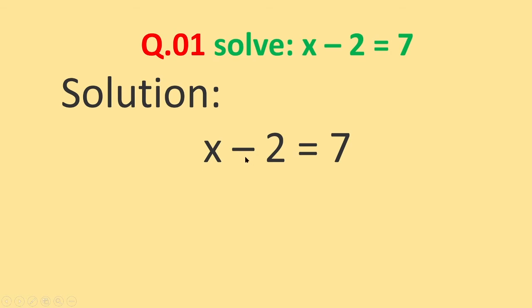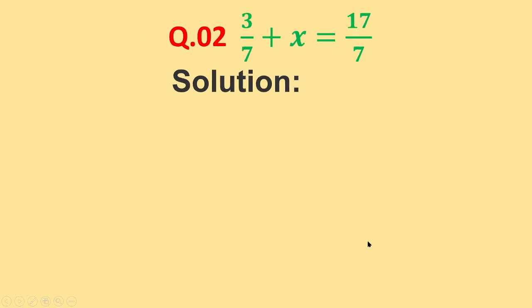We know the basic rules of algebra, that when we transpose a number which has a minus sign from one side to another, it will become plus. So now if minus 2 comes to the right hand side, it will be 7 plus 2. This minus 2 becomes plus 2 when we transpose it to the right hand side. Now 7 plus 2 is how much? It is 9. So x becomes 9. This is the answer of this question.